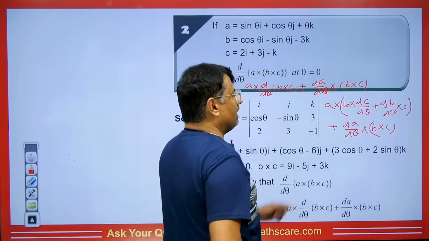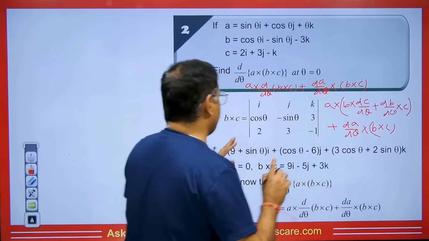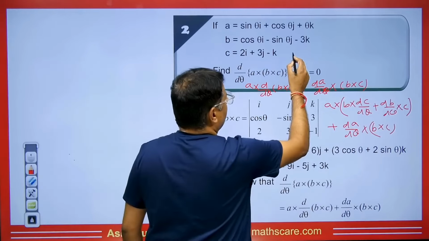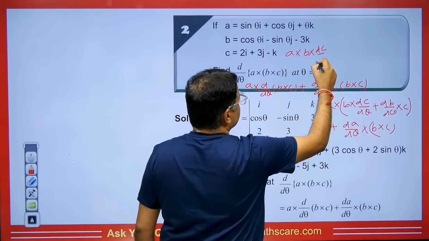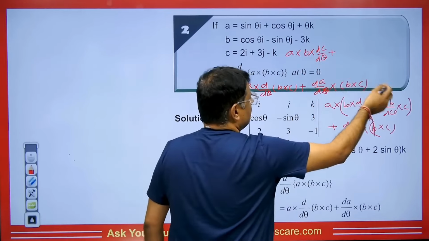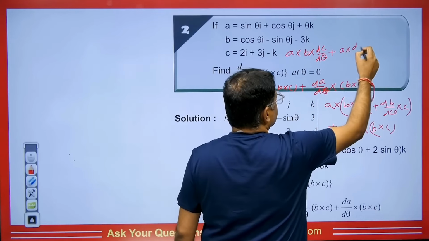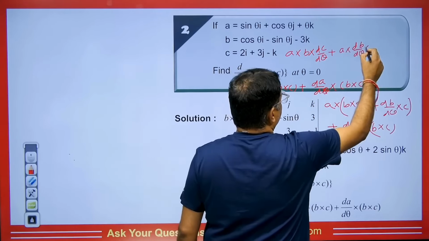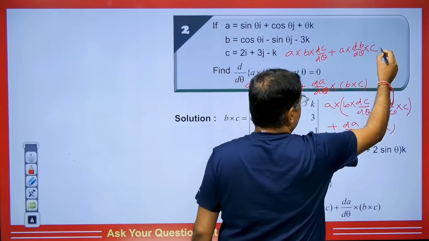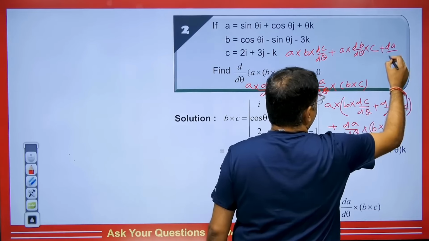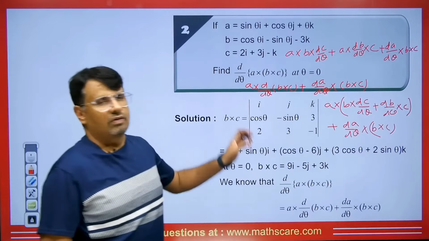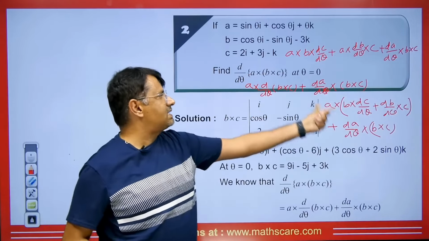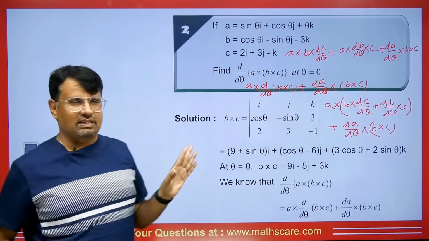And when you multiply this A inside, I will write the final value that we will get. The final value here is A dot B cross dC by d theta, plus this will go in, then it will be A dot dB by d theta cross C, and plus this will be dA by d theta dot B cross C. So when we expand this using this concept, this is the value we get, right?